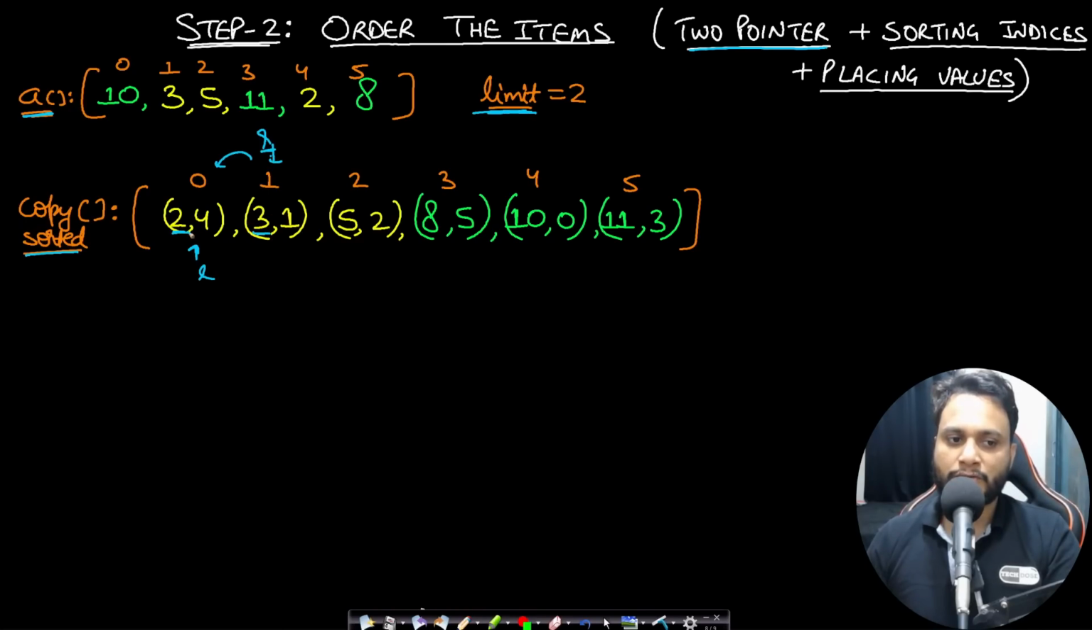So 3 minus 2 is 1. Okay, absolute difference is 1 and it is within the limit. So yes, these two items are in the same group. 5 minus 3 is 2. So it is within the limit. So yes, the right pointer can move ahead.